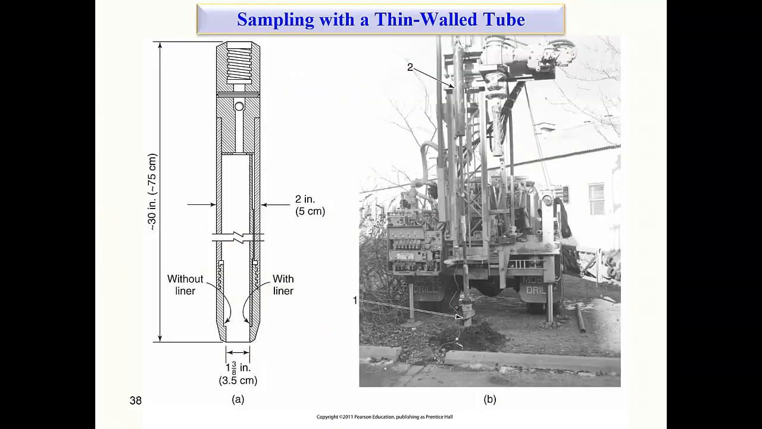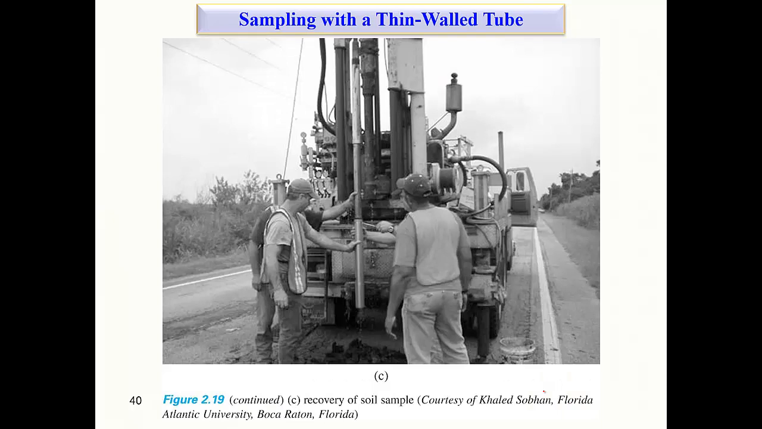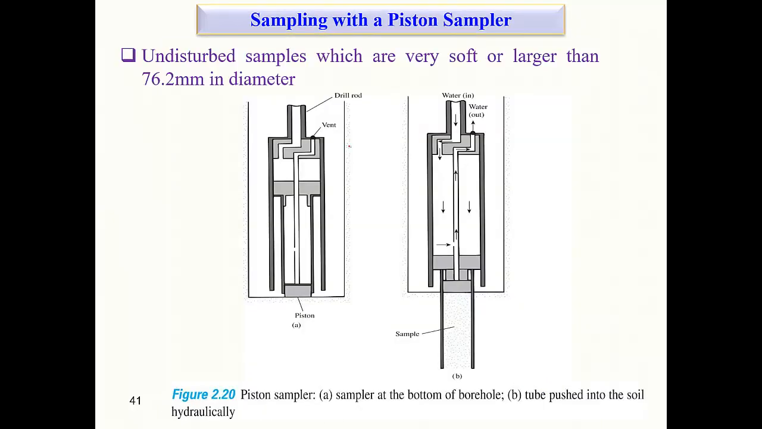Okay, sir. Yes, sir. Okay, here is just the field experimental overview of this sampling. Some other pictures, like they are using this sampling technique with the thin wall tube. Similar pictures. Okay, so another sampler is the piston sampler. Can you see the pistons here, right? This piston. Yes, sir. So here they use this piston sampler.